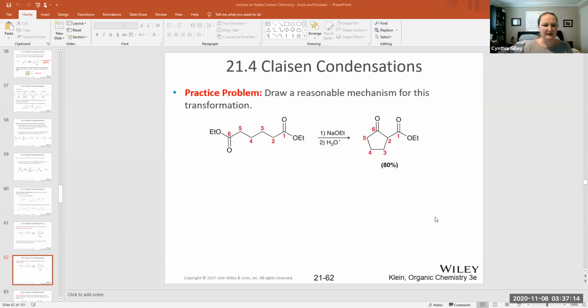Okay, let's do a practice problem. Let's think about how we would draw the mechanism for the Dieckmann cyclization. So recall that this is simply just an intramolecular Claisen condensation. So we should do the same steps we would do in a Claisen condensation, just in this case, we're going to be forming a ring. So go ahead and pause it and try to draw out the reaction. Also, think about the fact that we do need an acidic workup, and don't forget to include that in your mechanism.